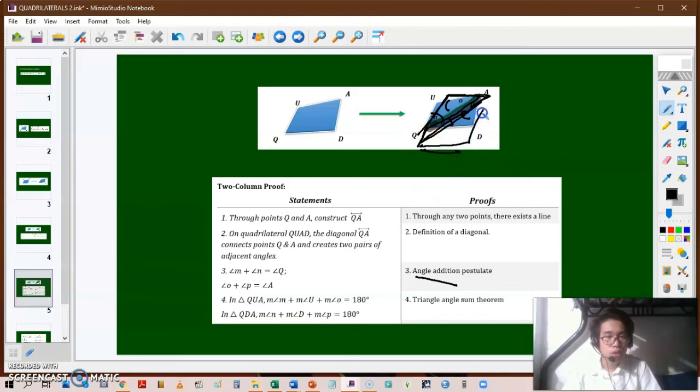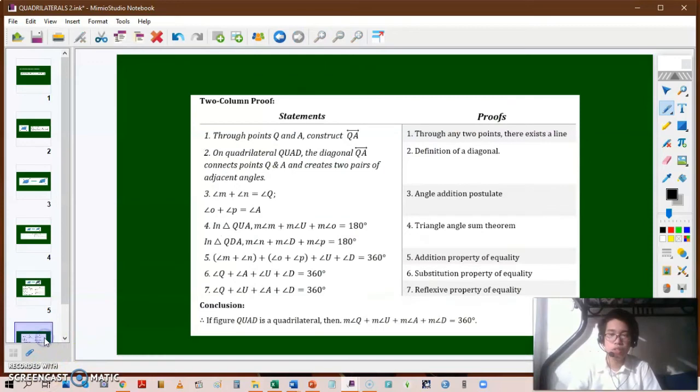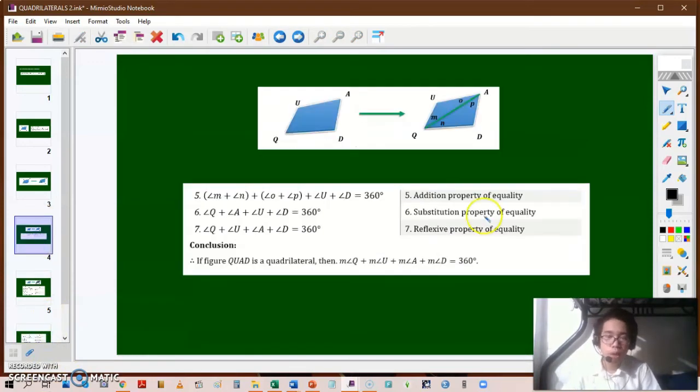It also forms 3 angles, and if there are 3 angles, then there are 3 sides, and they form a triangle that also measures 180 degrees. Okay, so we have here the 5th part. The measurement of angles M and N plus the measurement of angles O and P plus the measurement of angle U plus the measurement of angle D is equal to 360 degrees. That's just the addition property of equality. What that simply means is we have to add these 2 angles; the measurement of that will be angle Q, and the measurement of that will be angle A.